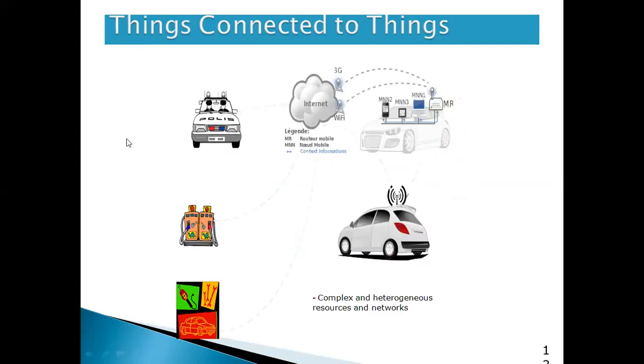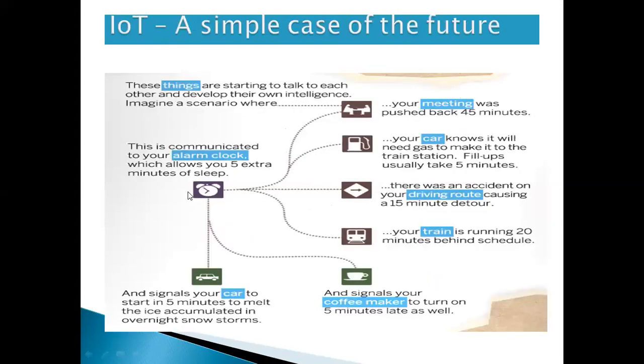Similarly, your car is also attached to the different systems and through the cloud it can be given to the other devices. Now this is a simple case. Suppose your meeting was pushed back by 45 minutes. Your car knows it will need gas to make it.